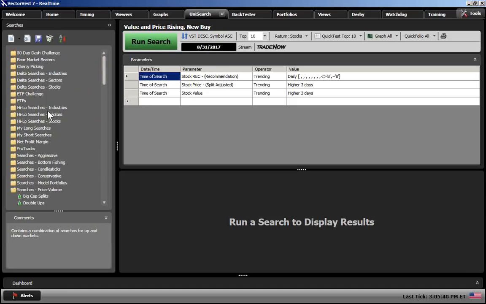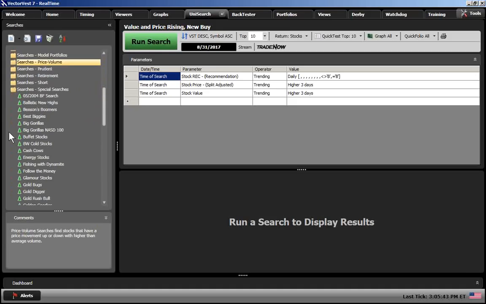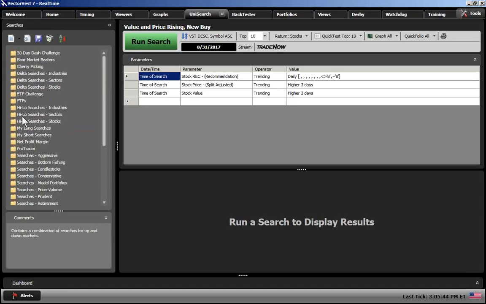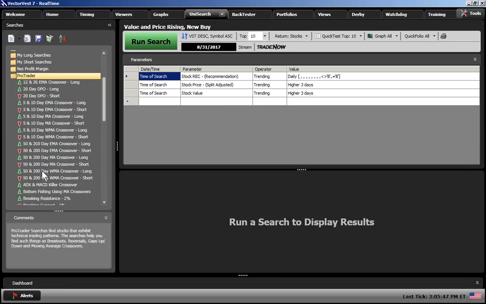How about when we go look at this Pro Trader folder? Not only do we have bullish ones, we got bearish ones. We could do the same thing on the downside. So yeah, you could use them both on the upside and the downside.